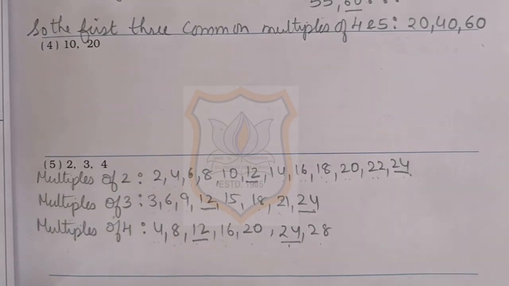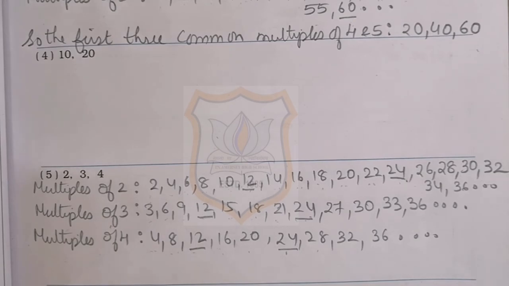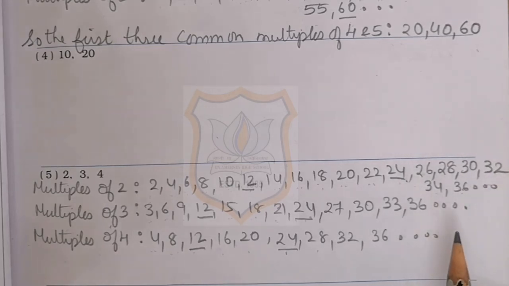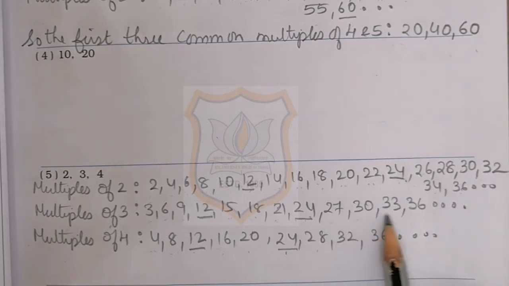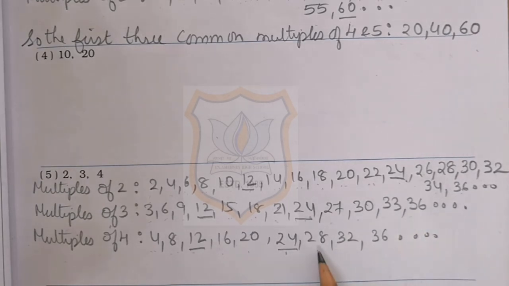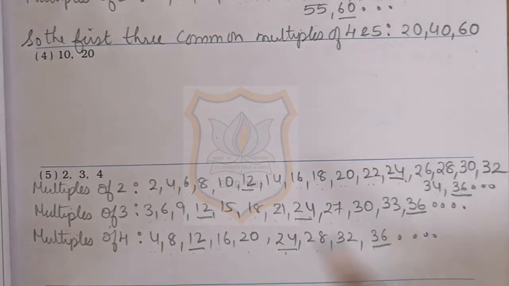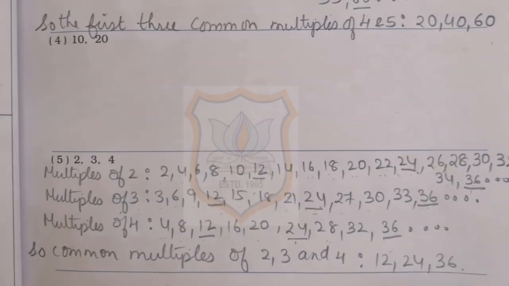of 2, 3 and 4. Now some more multiples of 2 are 26, 28, 30, 32, 34, 36 and so on, and multiples of 3 are 27, 30, 33, 36 and so on. Multiples of 4 are 28, 32, 36 and so on. Now here we got the third common multiple, that is 36. So now here you can see that 12, 24 and 36 are the common multiples of 2, 3 and 4. So the common multiples of 2, 3 and 4 are 12, 24 and 36.